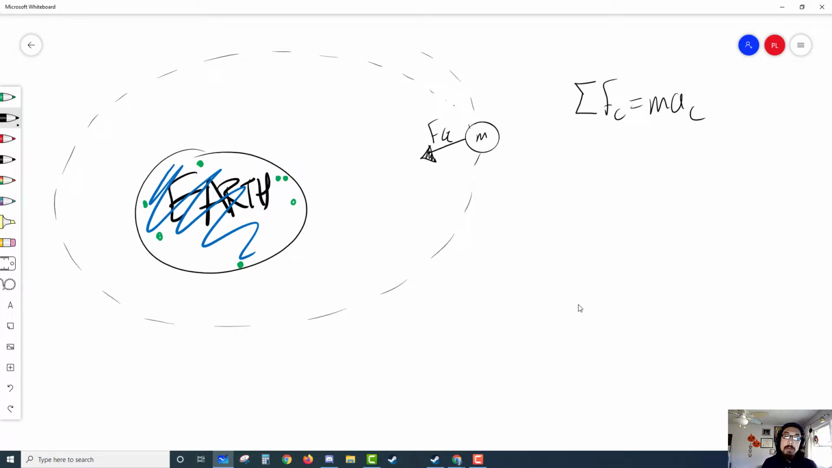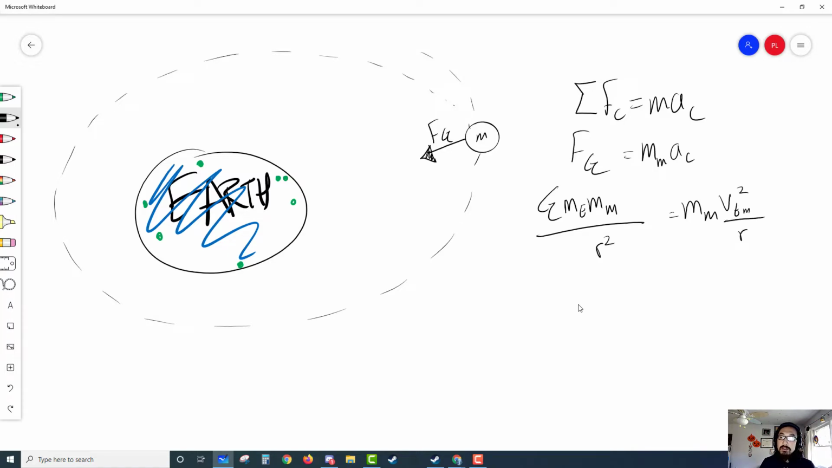The only force acting on the Moon from the Earth is the gravitational force. We have the mass of the system, which is the Moon, because we're focusing on the Moon and not the Earth, and we have the centripetal acceleration. From there, we can expand it even more, because we know that the gravitational force, the gravitational constant G times the mass of the Earth times the mass of the Moon, divided by r squared, is equal to the mass of the Moon times the tangential velocity of the Moon squared divided by the radius.